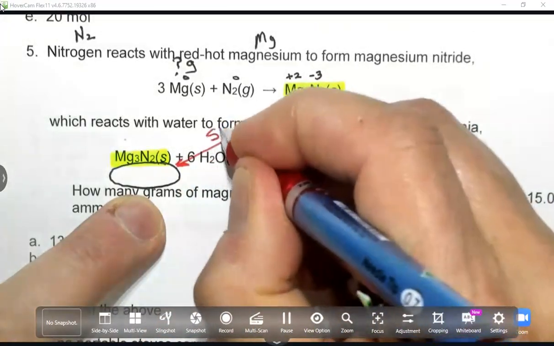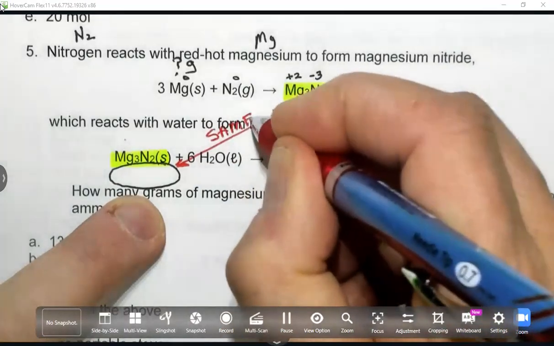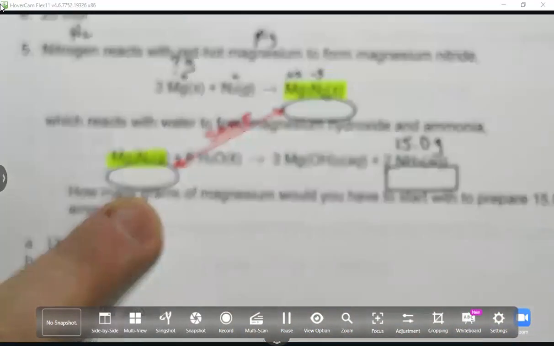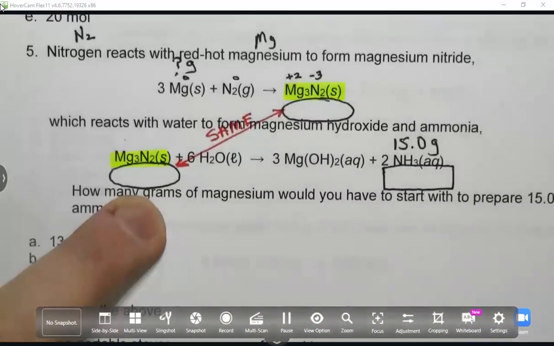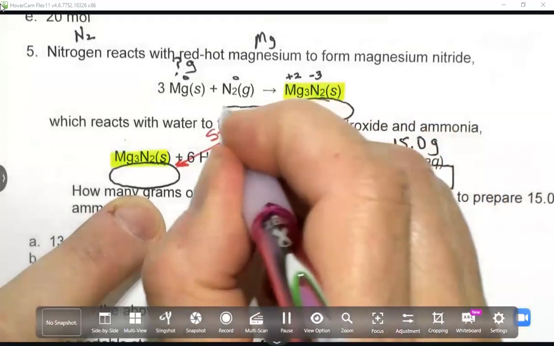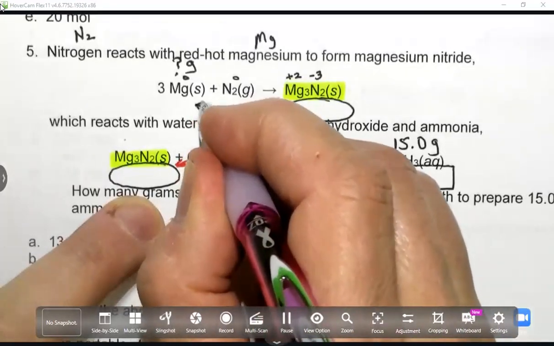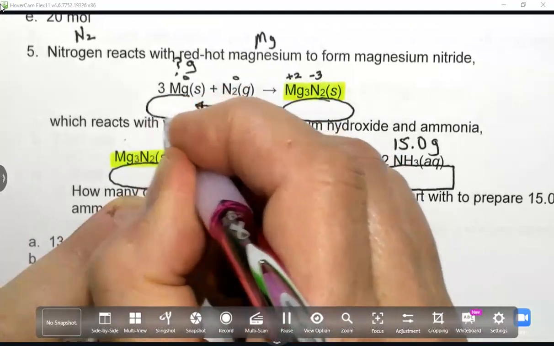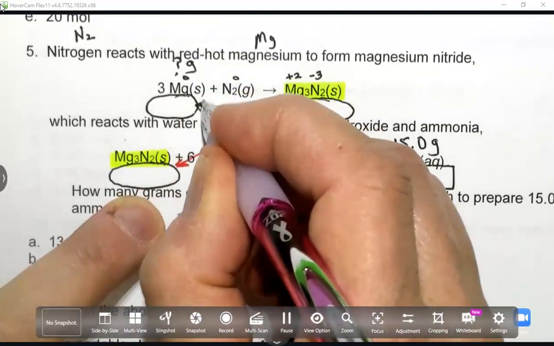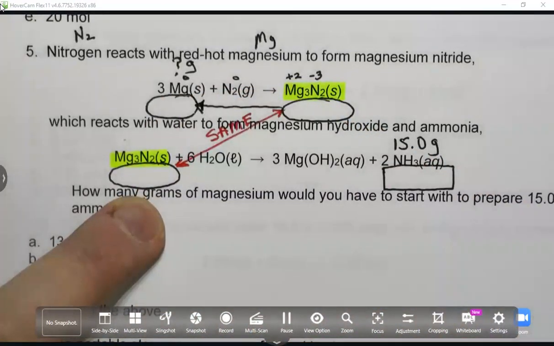So this will be the same number of moles. Then we got to go to here to figure out moles of magnesium that we started with, and then we're going to go to grams.